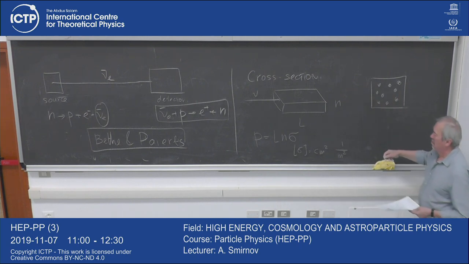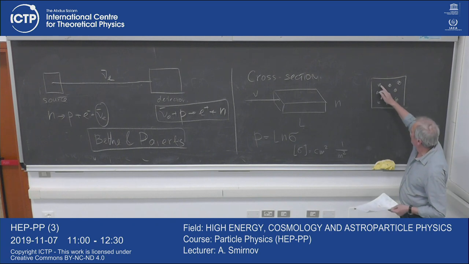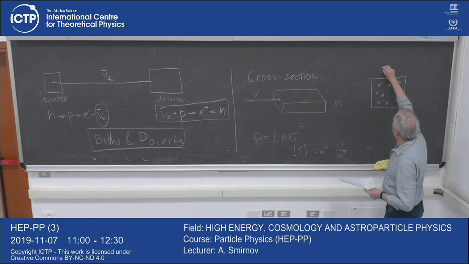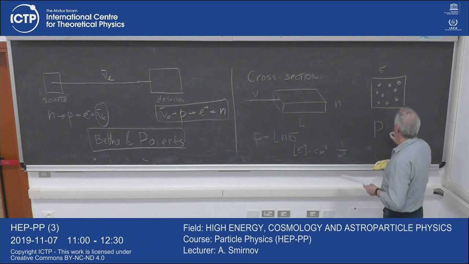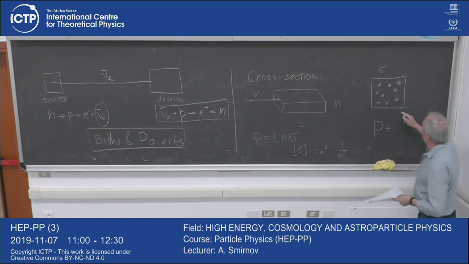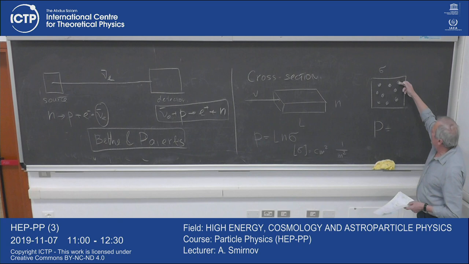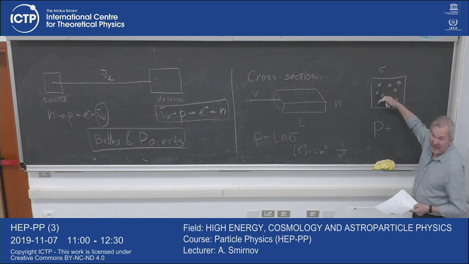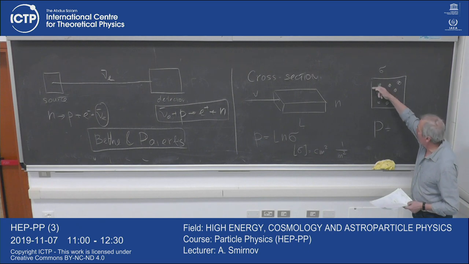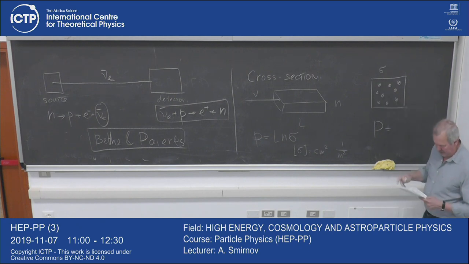And suppose the size or this area of individual scatterer is sigma. But actually, that gives a meaning, a classical meaning. Then the probability of interaction will be given by the total area which is occupied by scatterers, over the total area of your detector, right?